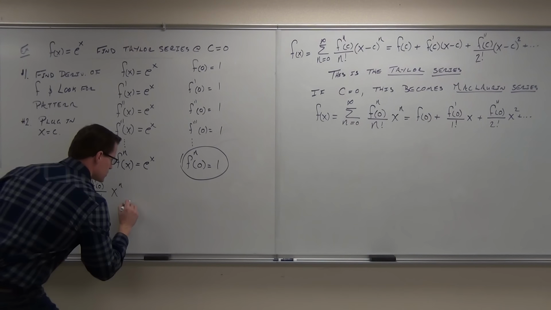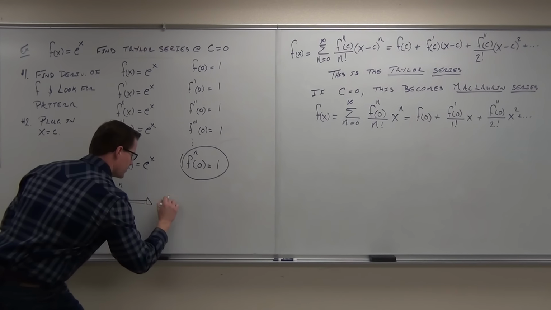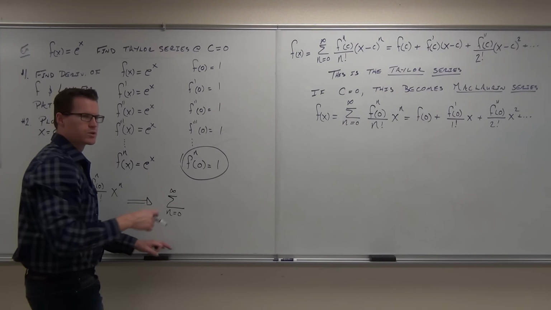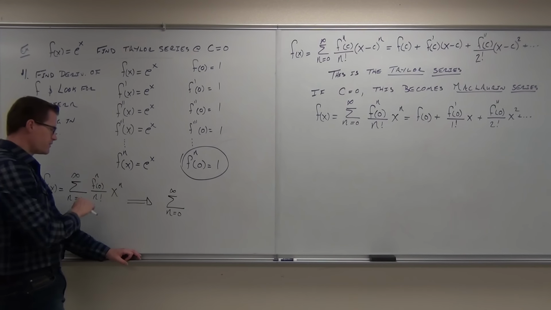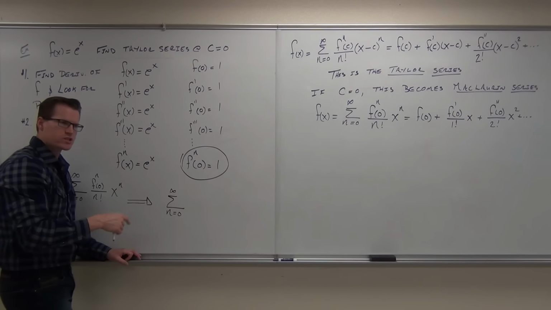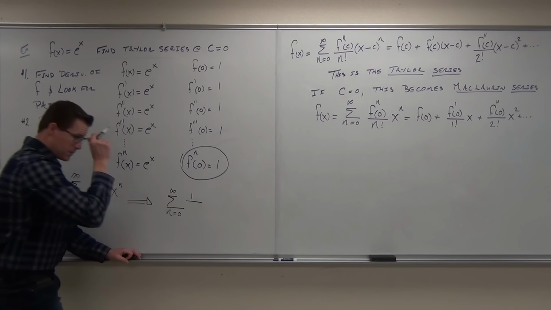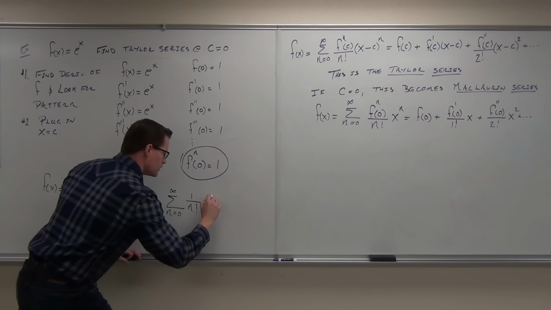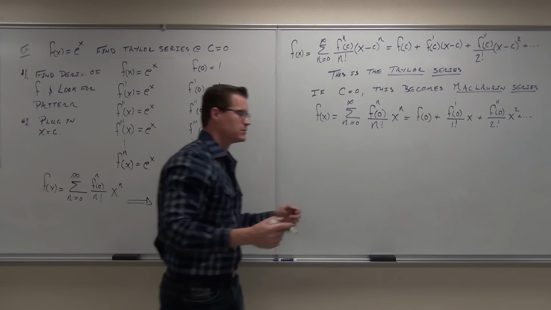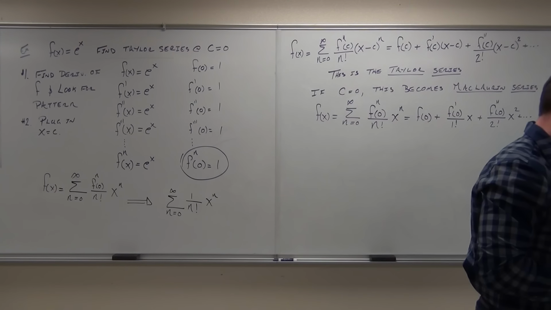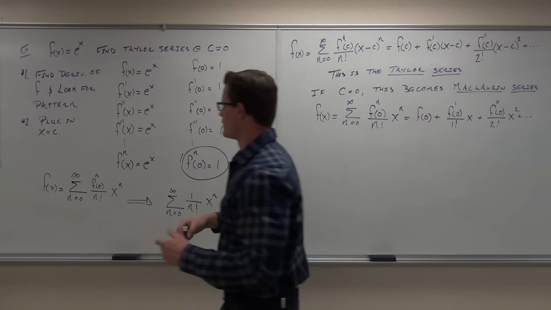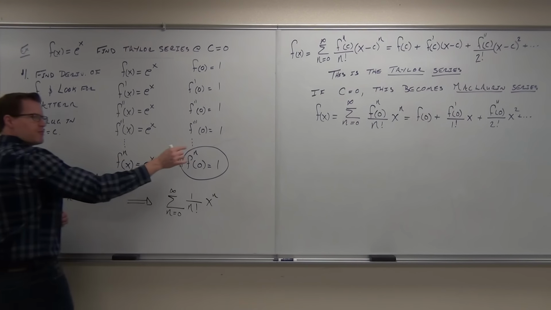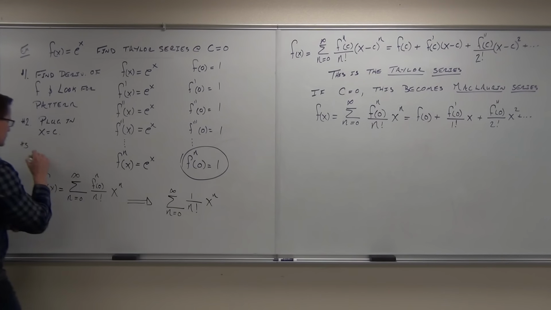So this thing changes to, you tell me, what's it changed to? What's the nth derivative of f at 0? What is it? 1. It's always 1. Over what? And then? Perfect. That's exactly right. So, step number 1, find derivative. Step number 2, plug in x equals c. Step number 3, as soon as you have this thing, set up your series.